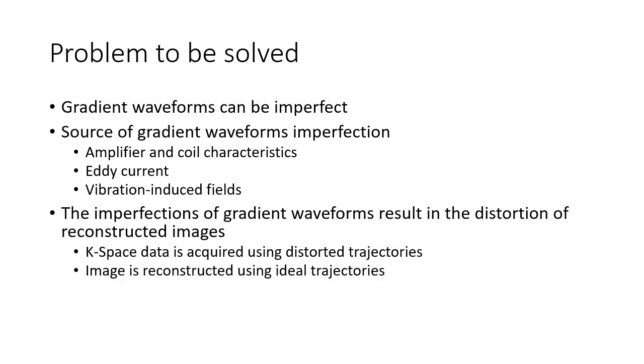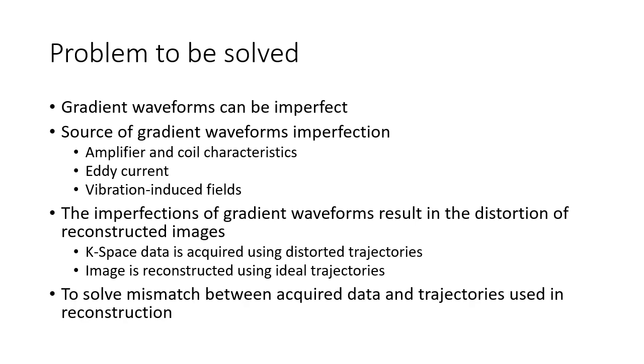Since our k-space data is actually acquired using the distorted trajectory, there is a mismatch between the acquired data and the trajectories used in reconstruction, and this mismatch leads to image distortion. So this is the problem that I want to solve in this project.